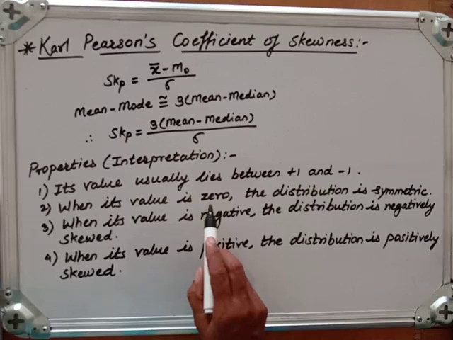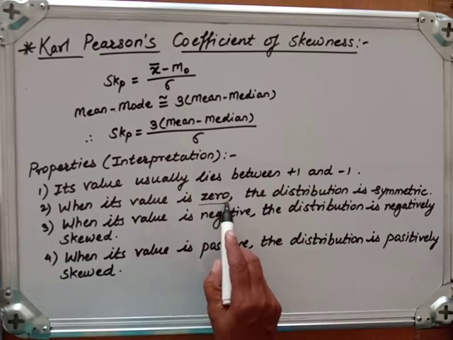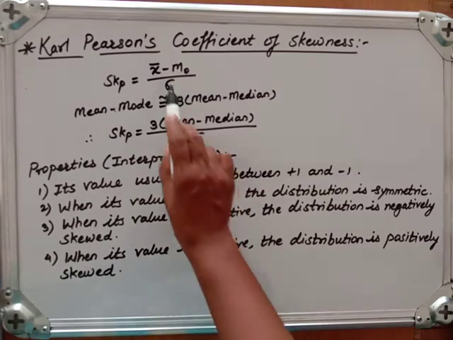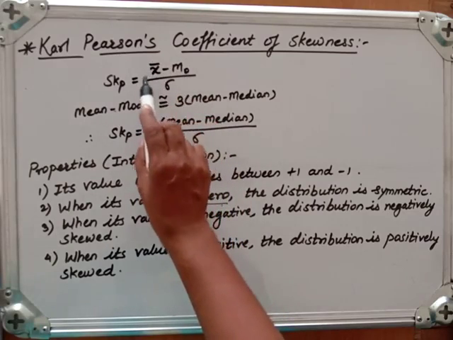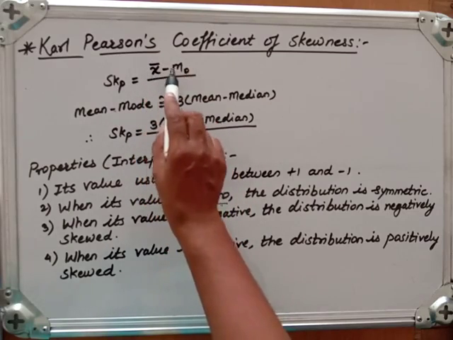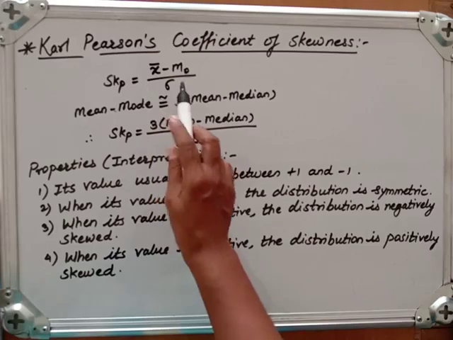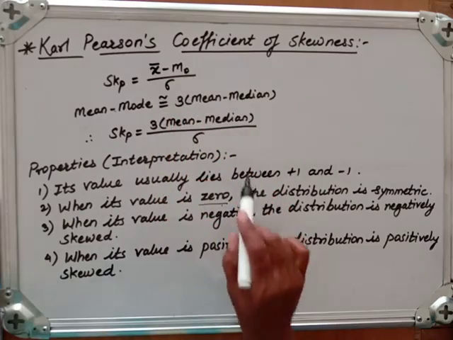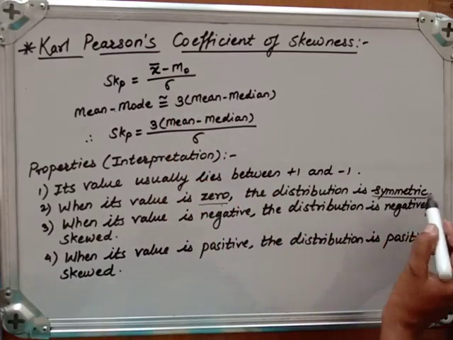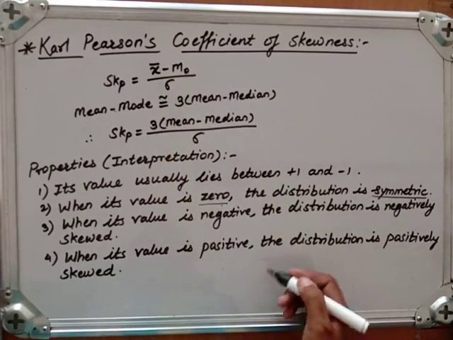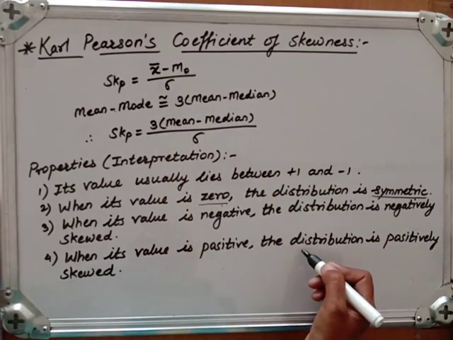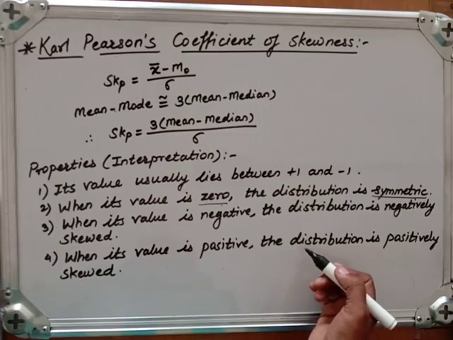Now what about this 0? Its value will be 0 only when the numerator is 0. When the numerator is 0, mean equals mode, and mean, mode and median are equivalent, that time the distribution is symmetric. And the other two cases are non-symmetric or asymmetric.